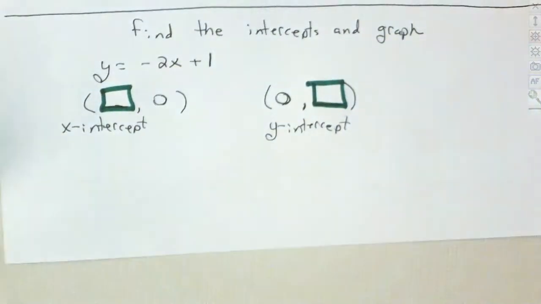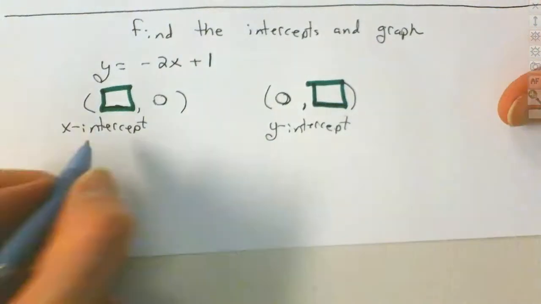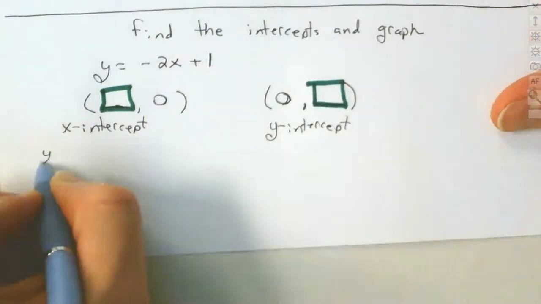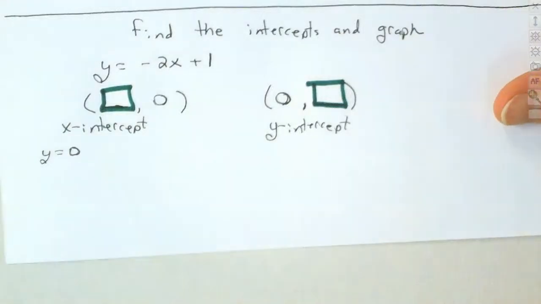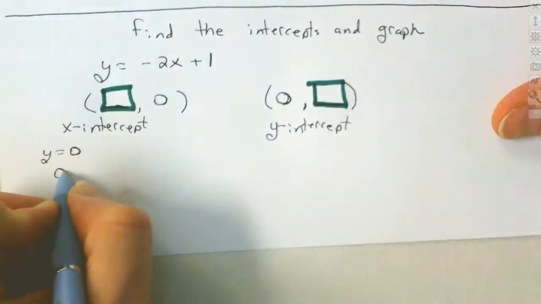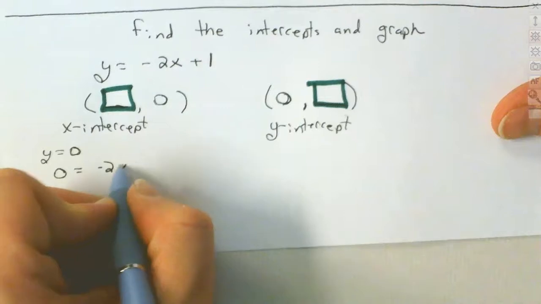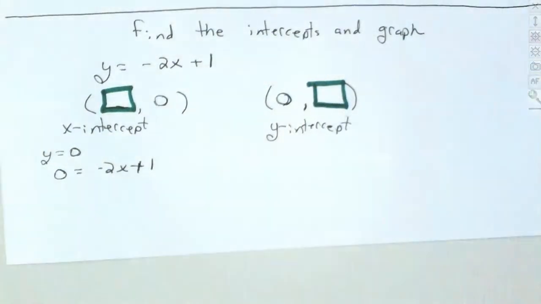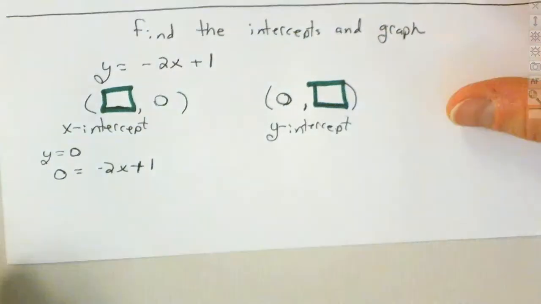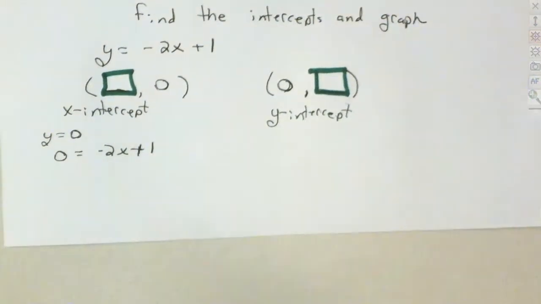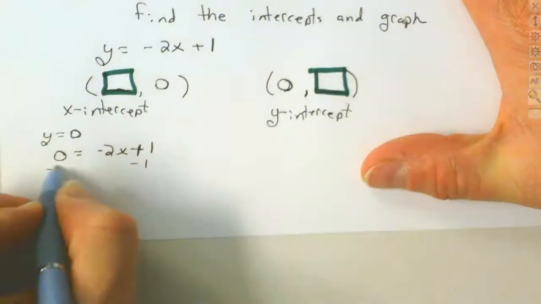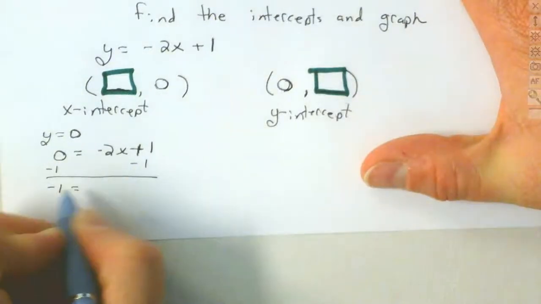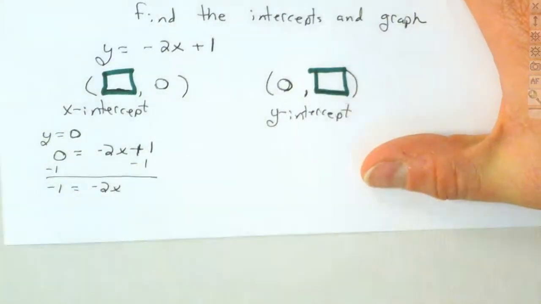So let's do the x-intercept first. And for the x-intercept, we're going to plug in y equals 0. And if I plug in y equals 0, then that gives you 0 equals a minus 2x plus 1, right? Okay. And we can solve this and we can find the missing part. So let's do that. And again, these do not always come out to be whole numbers. Many times they're whole numbers, but not always. So we subtract our 1 off. So minus 1 equals a minus 2x.